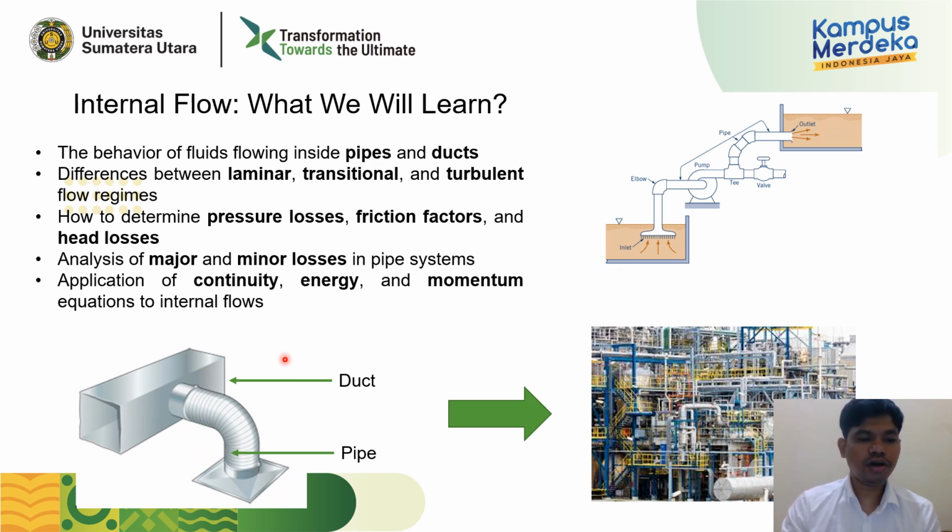But when we talk about the duct, the cross sectional view can be rectangular or sometimes maybe oval or round. So this is the most important thing about the difference between pipe and duct. And then the thing that we will discuss in this course is the difference between laminar, transitional, and turbulent flow regimes. We'll discuss it later.